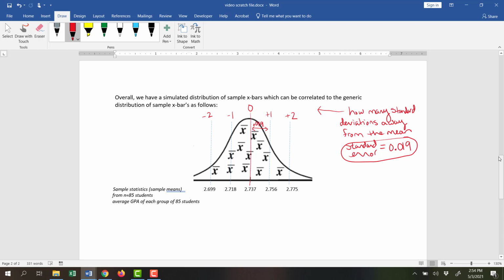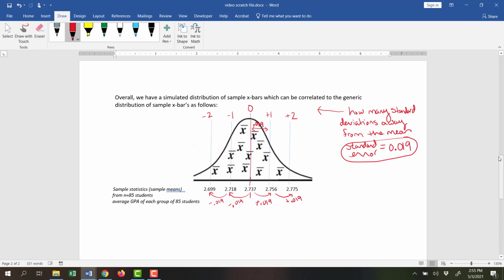0.019 units of GPA. To find the values here, we start with the 2.737 in the middle, and then we add 0.019 to get to the next value, which is 2.756. Then we add another 0.019 to get to the next value. Similarly, going backwards, we start at the middle, 2.737, subtract 0.019 to get to 1 standard deviation below the mean, and then subtract 0.019 again to get to the second one below the mean.